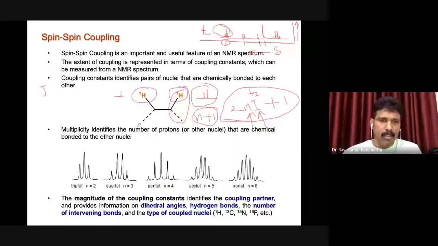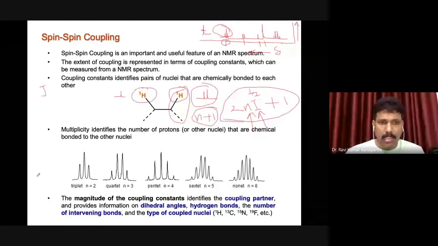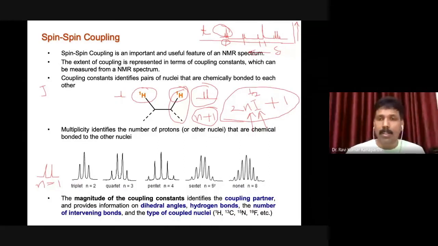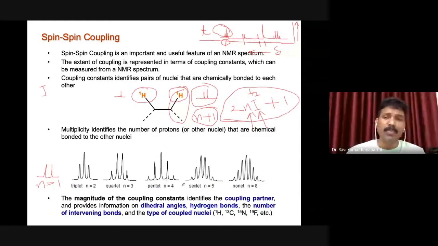Okay, now you can see here some of the very common multiplicity patterns. You can see there is a doublet. The doublet is missing here. If n is equal to 1, we get basically a doublet, and n is equal to 2, we get a triplet, and n is equal to 3, we get a quartet. Then pentet, sextet, septet, nonet. Likewise, we get different peaks. But usually these are theoretical names. Whatever you get beyond a pentet, usually we call a multiplet.